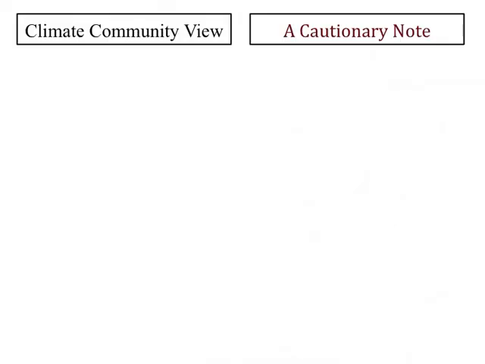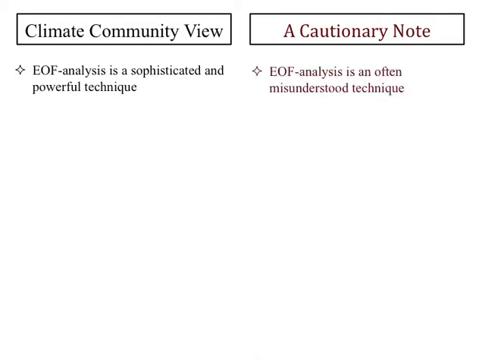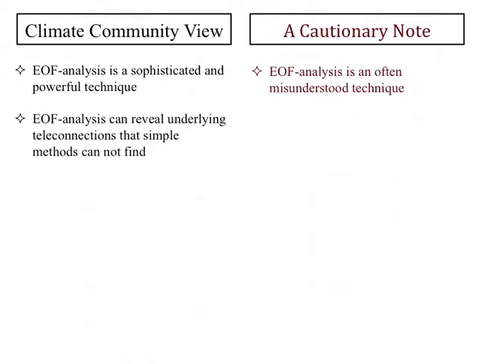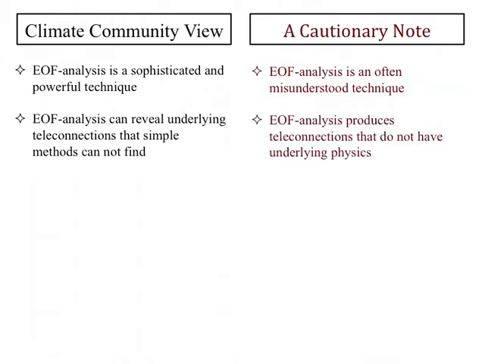So let's compare again this community view, now knowing this cautionary note. The community view was that we have a sophisticated, powerful technique. I guess my cautionary note would be that EOF analysis is often misunderstood. They're reading something into this data which is not there. The community thinks that EOF analysis can reveal underlying teleconnections that simple methods cannot find. I think EOF analysis produces teleconnections that do not exist. There's no underlying physics for this.